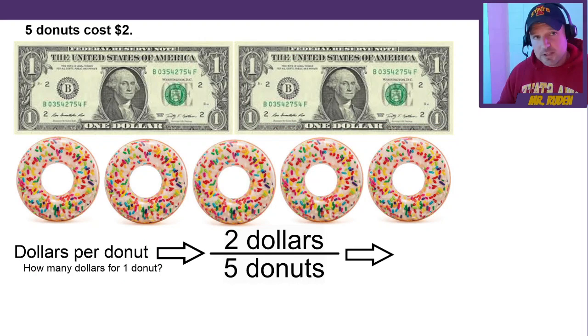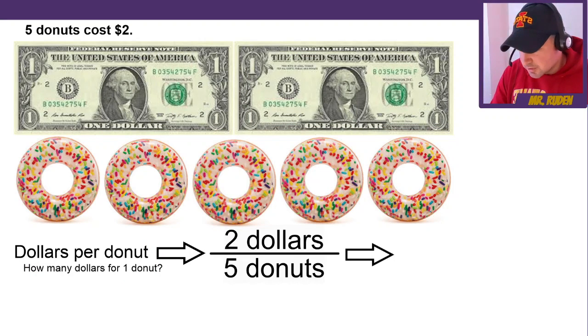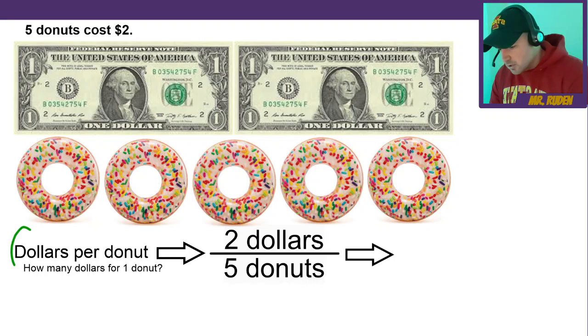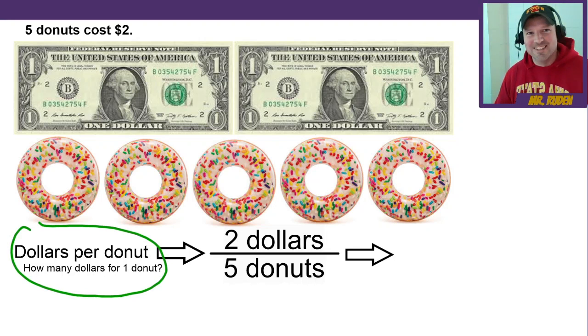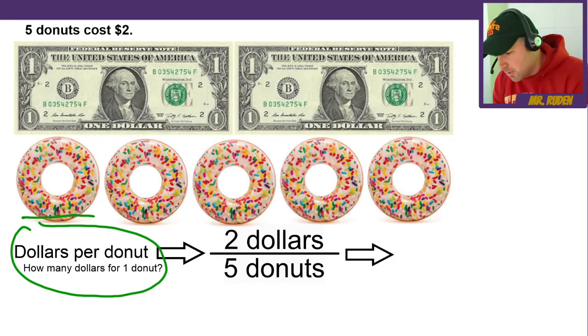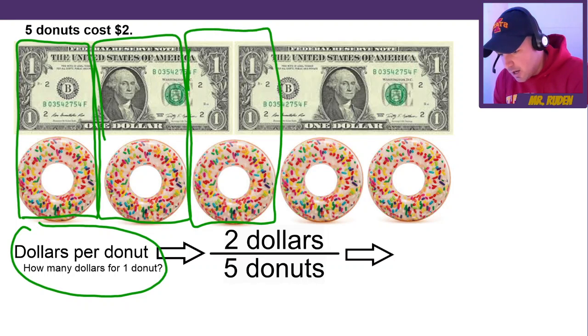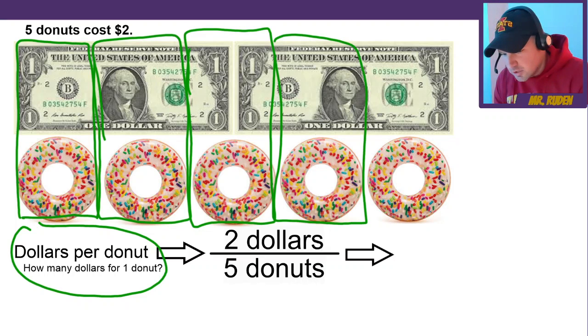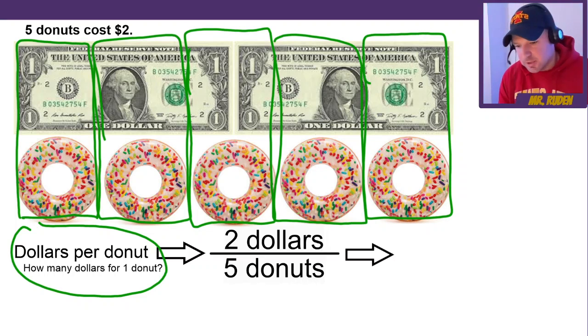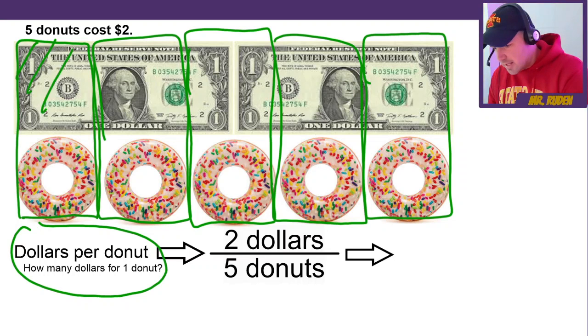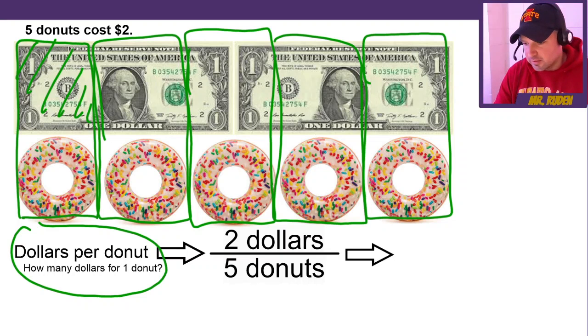So again, let's flip the situation. I've got 5 donuts for $2 again, but now I want to know how many dollars per donut it is. See, I'm even messing it up in my head. Dollars per donut. So how many dollars does just 1 donut cost? Now I'm going to put my group as 1 donut. If I create groups of 1 donut each, I want to know how much of $1 each donut accounts for. Well, it's kind of hard to tell there. It looks like it's a little less than a half. It's less than half of $1 that 1 donut covers.